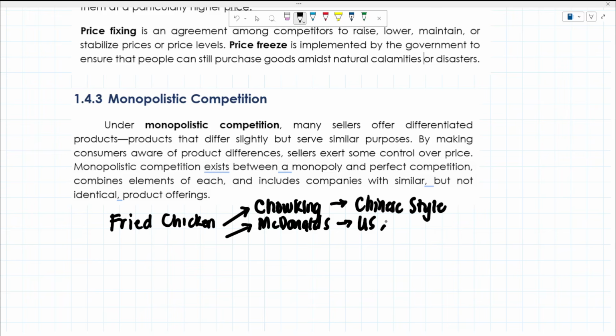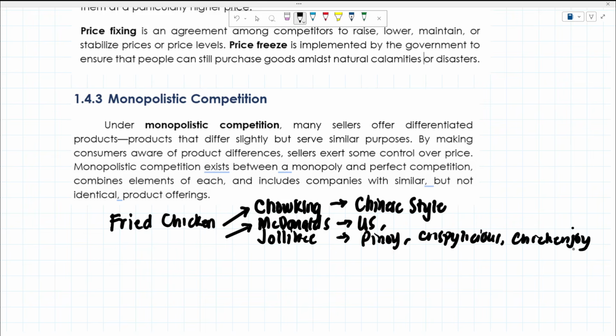An entirely different branding, okay? Different, but the same product: fried chicken. Jollibee, okay, is Crispylicious, I think. Pinoy style. Okay? Crispylicious, Juicylicious, no? Chicken Joy. Even the Chicken Joy term is a patented term. Chicken Joy is for Jollibee only.